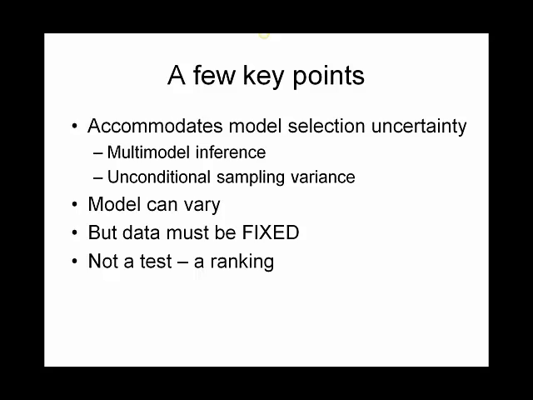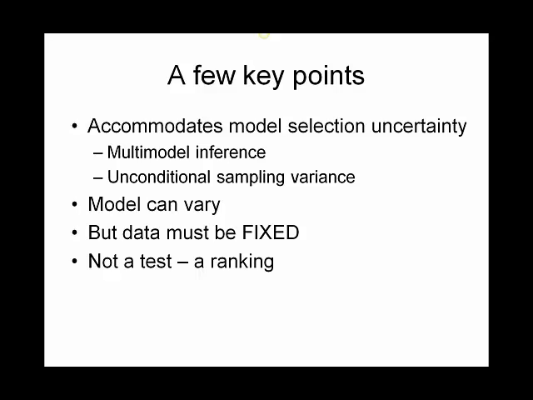Within the set, the models can vary. So we can calculate AIC for different models, but the data that we are calculating the AICs from must be fixed. If we are going to compare different models, we have to be comparing models that have been fit to exactly the same data set. Finally, this is not a test of these models, it's a ranking of these models, a relative ranking of how good they are at approximating the unknown truth. And that's a ranking that's relative only to other models in the set.